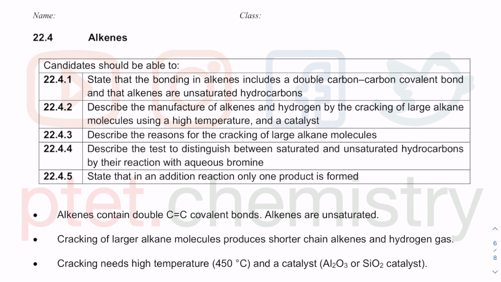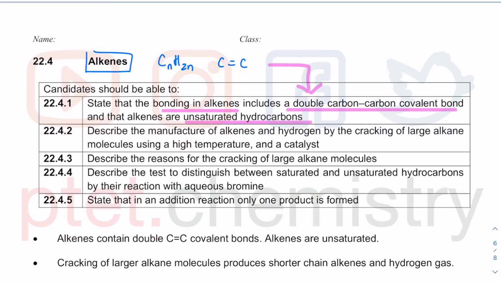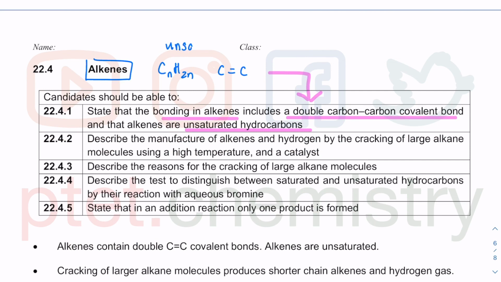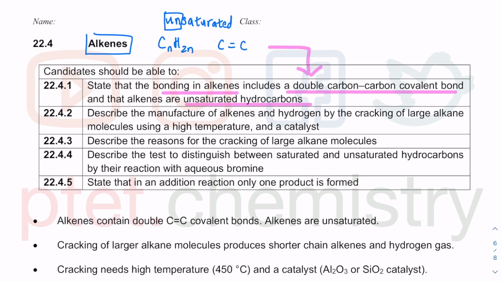In this next part, we're going to be talking about alkenes. Alkenes are CnH2n, with carbon-carbon double bonds within the structure. So show or state that the bonding in alkenes is a double carbon-carbon covalent bond, that is basically what that was. And then alkenes are unsaturated hydrocarbons. So new words here: saturated was carbon-carbon single bond. Unsaturated means carbon-carbon double bond here. Unsaturated hydrocarbon means carbon-carbon double bond.